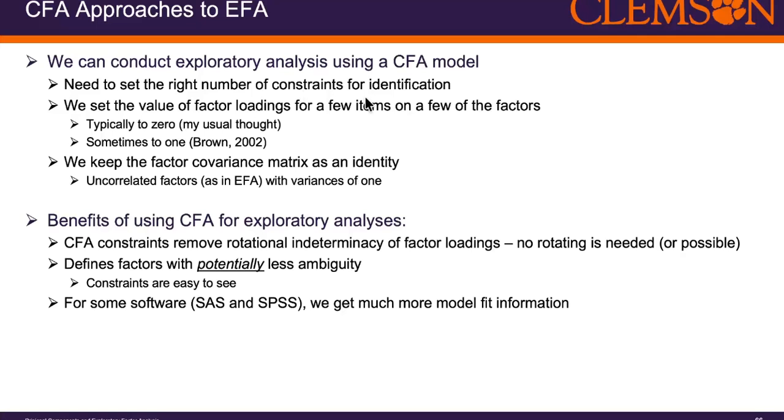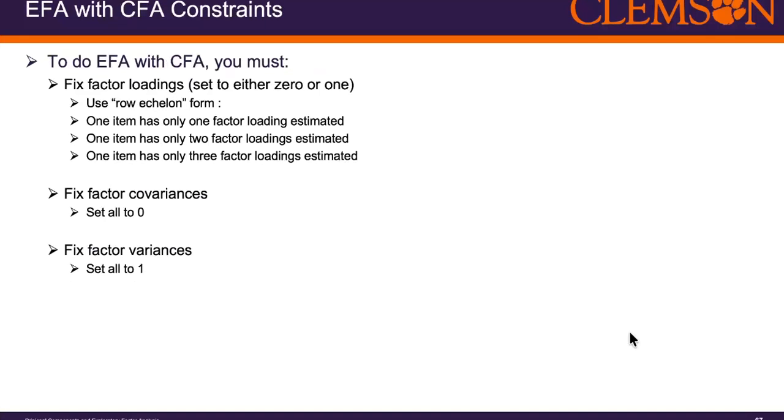But there are some benefits to using confirmatory factor analysis for these exploratory analyses. CFA constraints remove rotational indeterminacy. You don't need to rotate afterwards, right? It defines factors with potentially less ambiguity because the constraints are easy to see. This item does not measure this factor. You set that to begin with. And for some software, we get much better model fit information, in SAS and SPSS, for instance. And also compared to the fa function in R, we can do this in lavaan, where we get all that model fit information and approximate fit information as well.